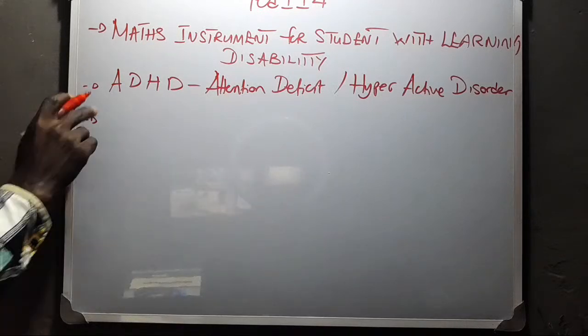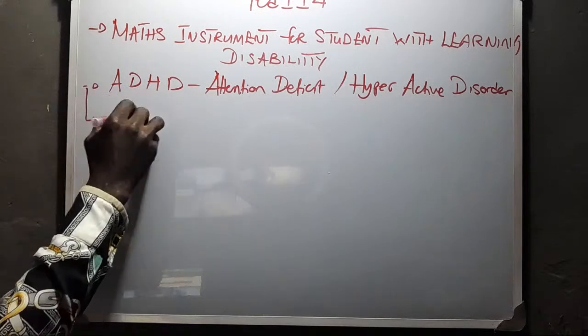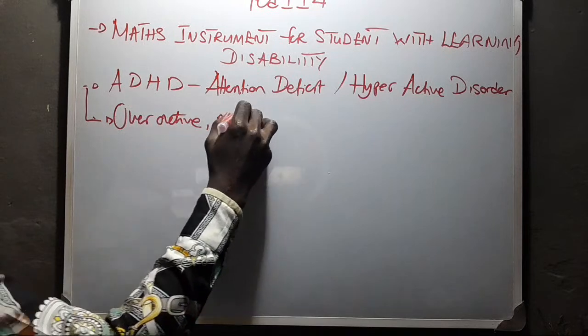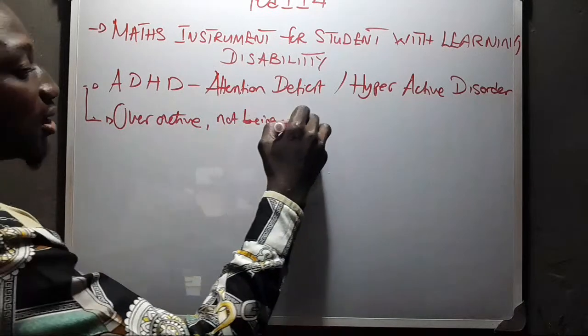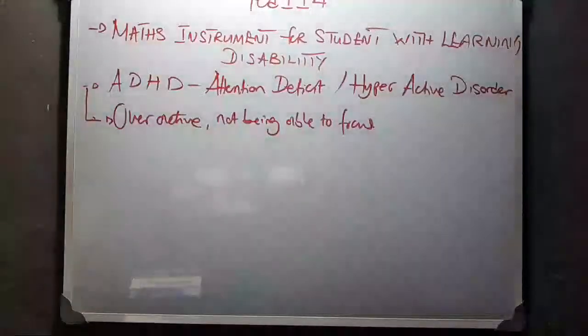When we say this, it is when somebody is what? Overactive, not being able to focus. This is one of the disabilities that students suffer from.